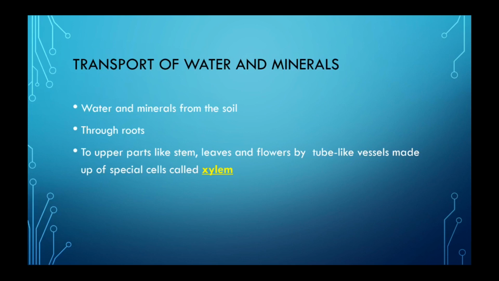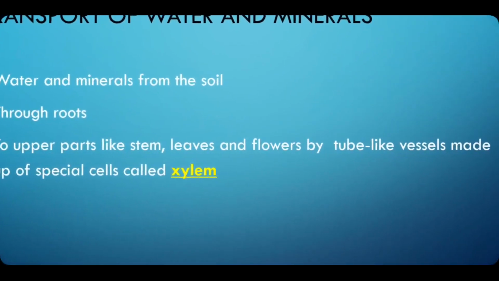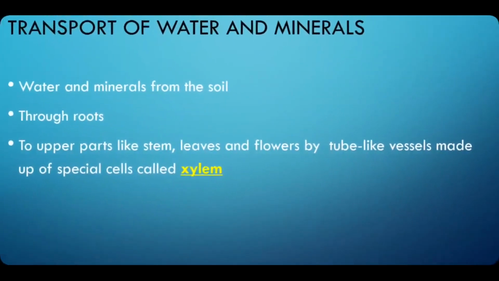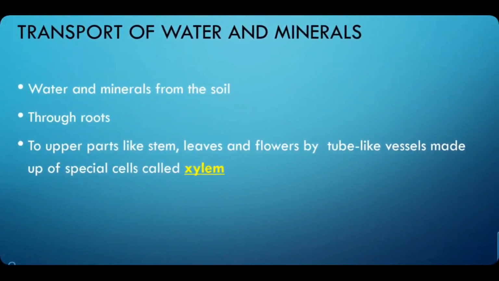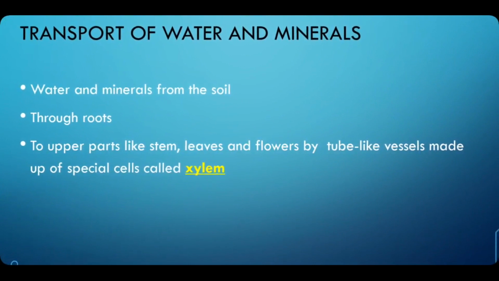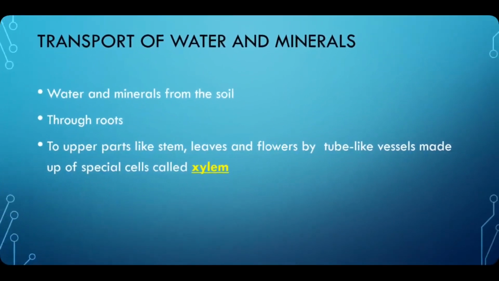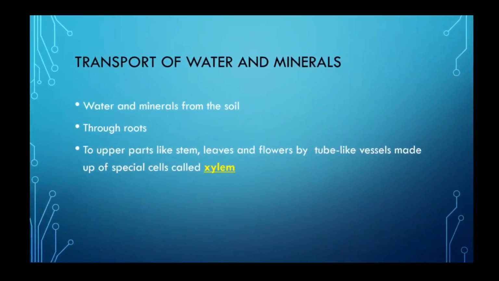But this is not done by the roots; it is done by a special type of cells having tube-like structures, and these tube-like structures are called xylem. So xylem are the conducting vessels or conducting tubes which make the water ascend, or rise up, to the upper part of the plant.